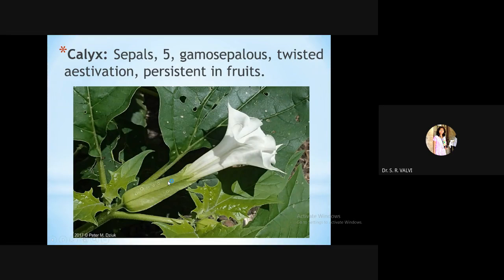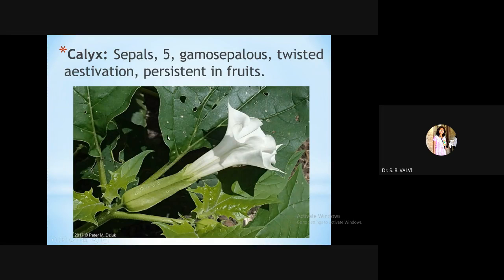Please do remember the estivation of the calyx of Datura is valvate, because both the ends of a single sepal, please listen carefully, both the ends of a single sepal are aligned on the same circle. None of the ends of a sepal is overlapping or showing any overlapping structure. All the ends of all the 5 calyx, all the 5 sepals, are aligned, present on the same circle, and hence the estivation is valvate estivation.